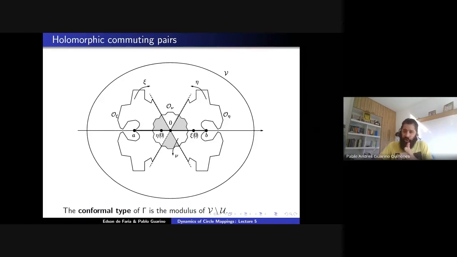So what Edson already explained, up to now this is a definition, and you may wonder where this definition came from, where this idea of holomorphic commuting pair and all this configuration came from. As Edson has explained, these objects appear naturally. For instance, in the following way: if you take a real analytic critical commuting pair, or directly a real analytic critical circle map with irrational rotation number, and you start to renormalize, after finitely many renormalizations you will see these configurations for the complex extensions.